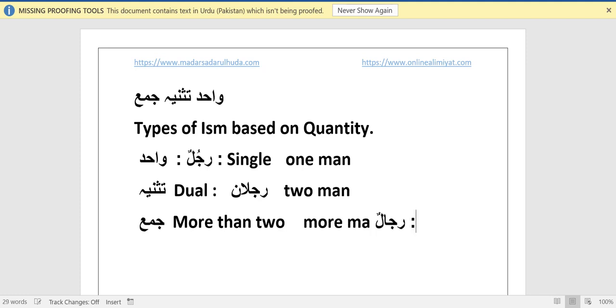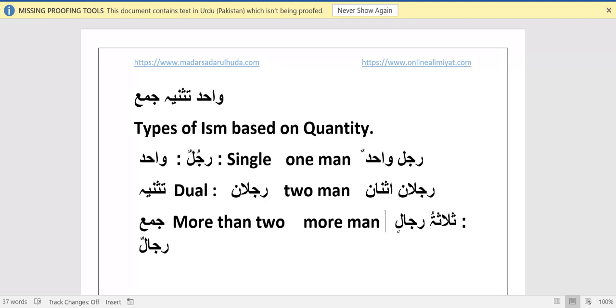Now in Arabic, there is another concept of telling the same thing. If you want to say one man, there is another concept in Arabic, like I can say rajulun wahidun. Wahidun means one, so it becomes one man. For two men I can say rajulani ithnani, two men. And for more men, for example if I want to say three men, we can say salasatu rijalin, it means three men.